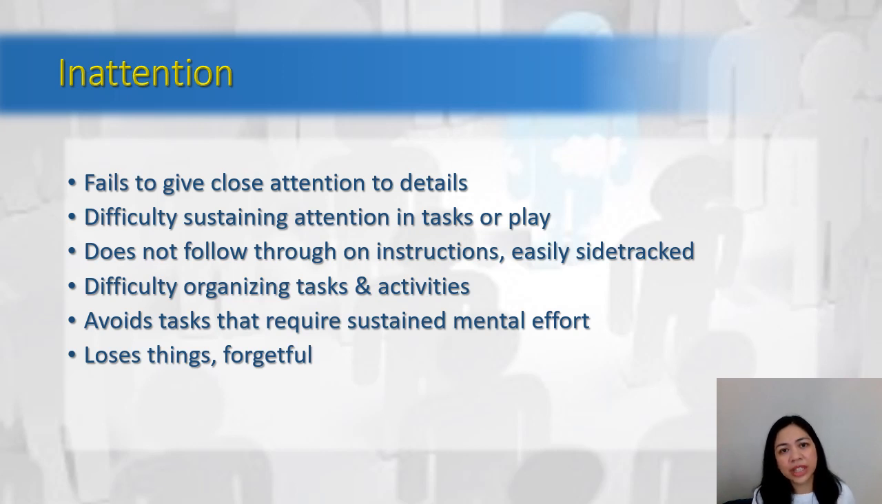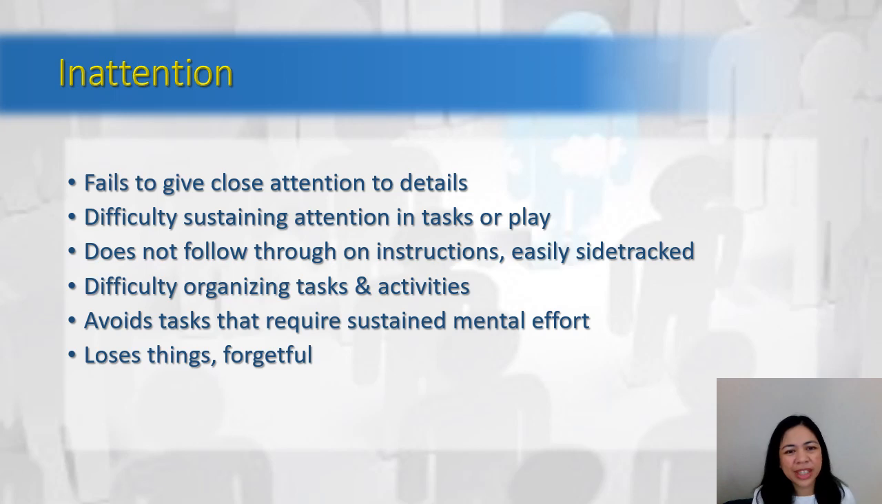So these are the criteria set in the DSM-5 for inattention. A child may manifest with failing to give close attention to details or making careless mistakes, difficulty sustaining attention in tasks or play, not following through on instructions, easily sidetracked, difficulty organizing tasks and activities, avoiding tasks that require sustained mental effort, and losing things because they're so forgetful. So, do you think you have these manifestations?